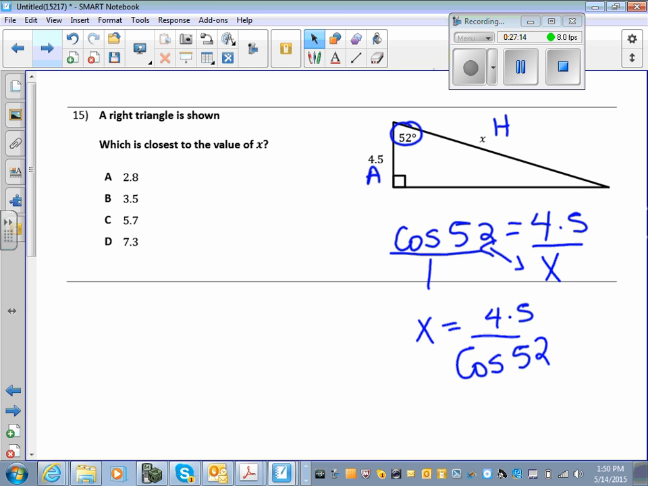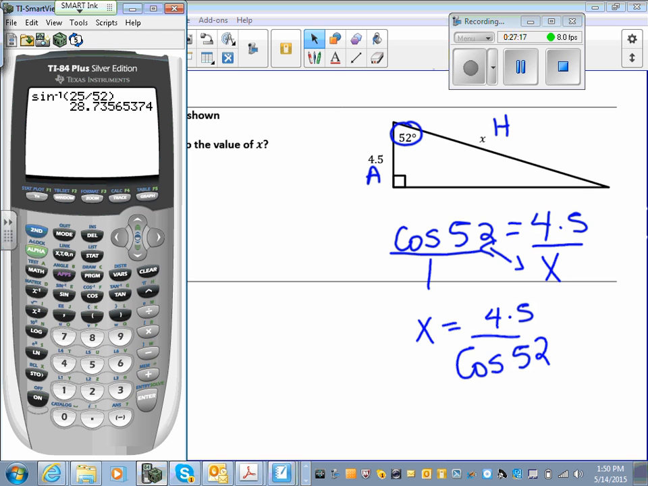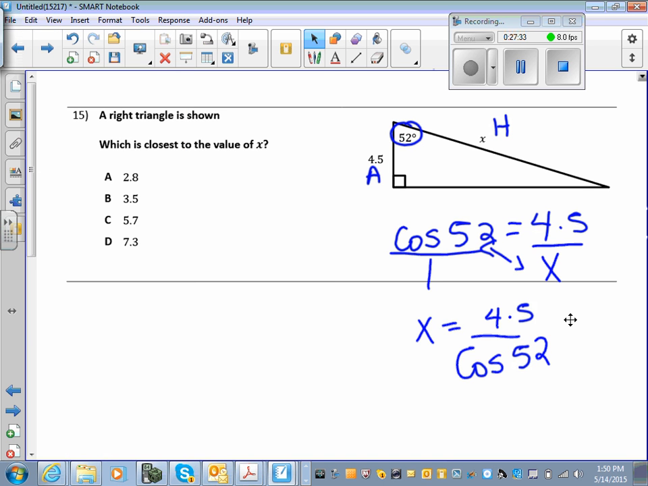So in the calculator, I'll put 4.5 divided by cos 52. And you'll get 7.3 as your answer. So 7.3 would be the answer. And sometimes when you see a problem like this, since one of the sides is given to be 4.5, you know the hypotenuse has to be larger than 4.5, right? So you know for sure you can eliminate these two. But if you have to guess, at least you get a 50% chance of getting it right.